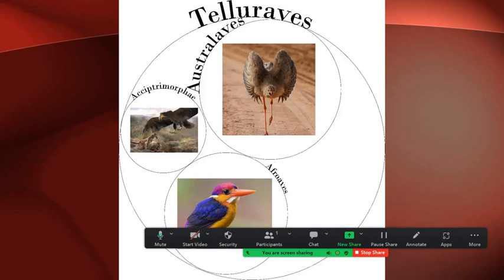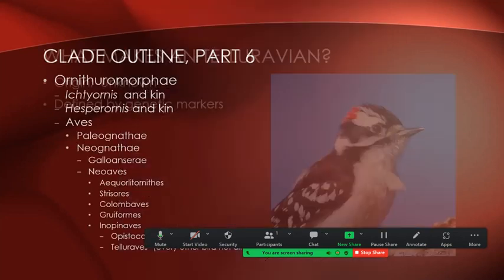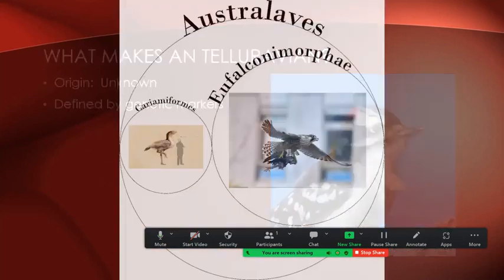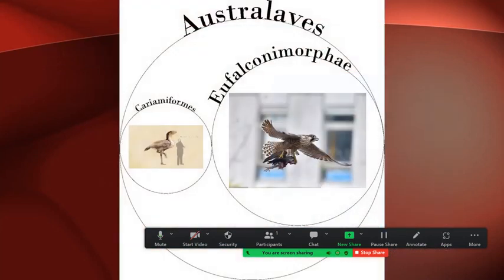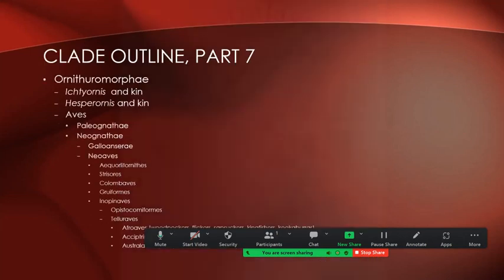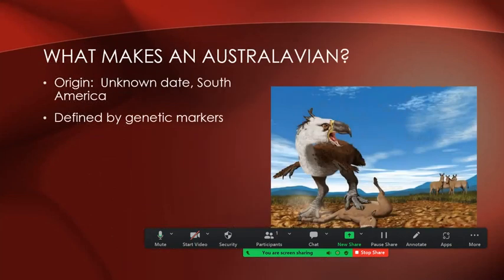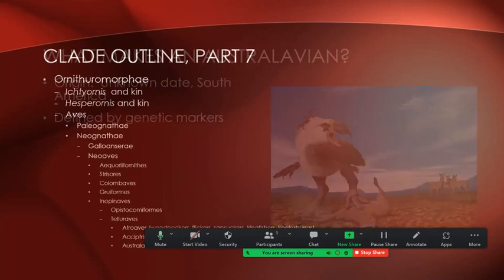The rest of them that we're going to talk about are the Australaves, and Australaves originate probably in the southern hemisphere, as the name might indicate to you, perhaps in South America, perhaps in Australia or Antarctica. We'll get into that in a moment. All right, Australaves. We got a couple of different groups in here. We'll get into them in a second. What makes an Australavian? We're not entirely sure when they originate, but they originate in South America, and they are linked to one another entirely through genetic markers.